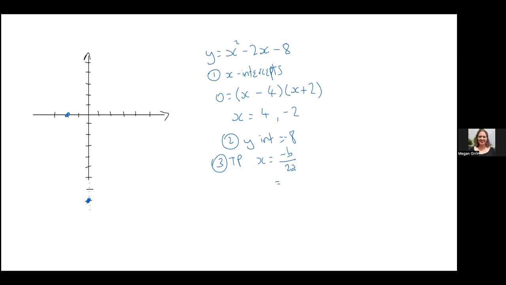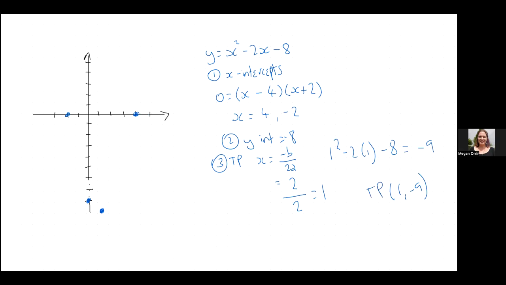Okay, so what's negative b? It's 2, right? Because it's -2 over 2a, which makes the x coordinate 1. That's nice and easy for us. So then we substitute in 1 squared minus 2 times 1 minus 8, and that gives us... So 1 minus 2. So all I'm doing, remember, I'm putting x back into my original equation. So what's 1 minus 2? -1 minus 8? -9. So that means this is my turning point. It's 1, -9 is my turning point.